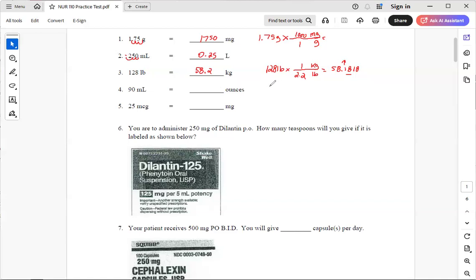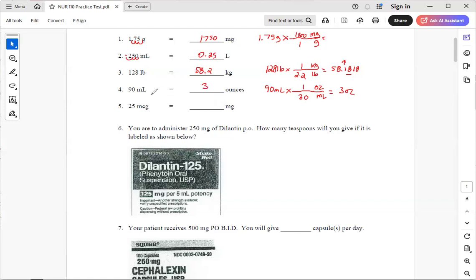Going from milliliters to ounces, again, it's helpful to see the conversion. You may not know what this is off the top of your head, but you do know that 1 ounce is equal to 30 milliliters. So 90 divided by 30 is 3 ounces.